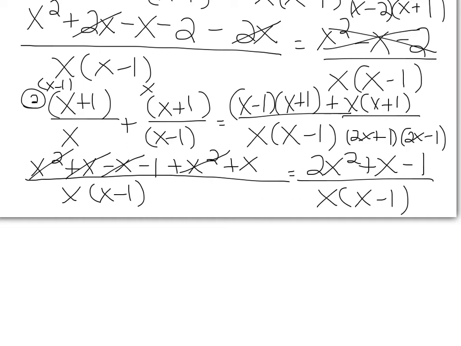Oh, I'm sorry, 2 and 1. It's factors of 2 that give me 1. Then divide a 2 out of this, which would give you x plus 1 times 2x minus 1. Let's see, 2x, so it'd be minus x plus 2x, yep, that's right, over x times x minus 1. So this is your new denominator.